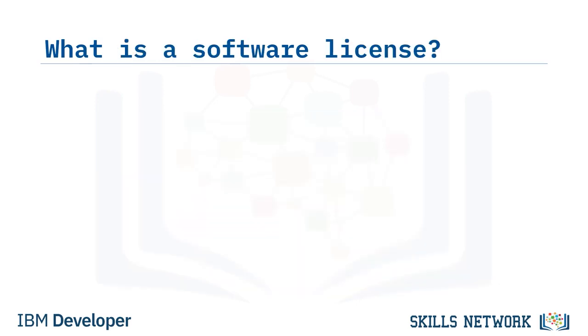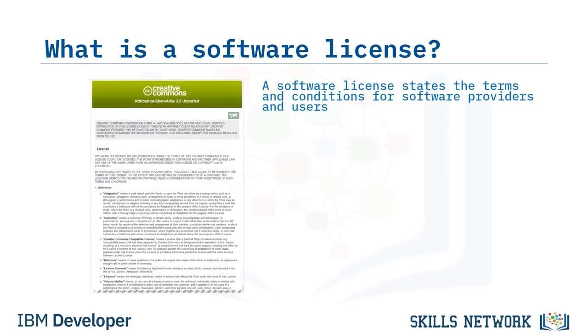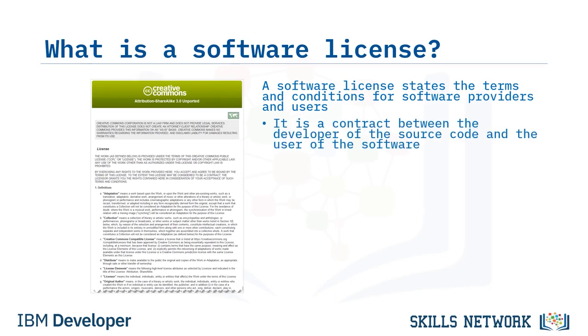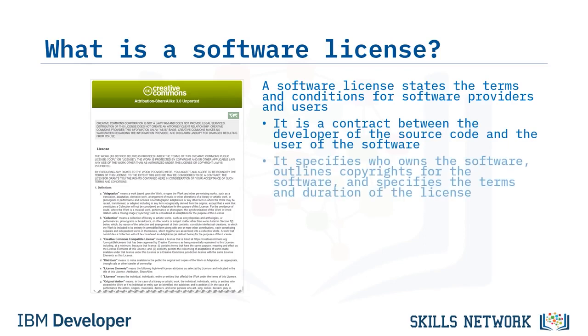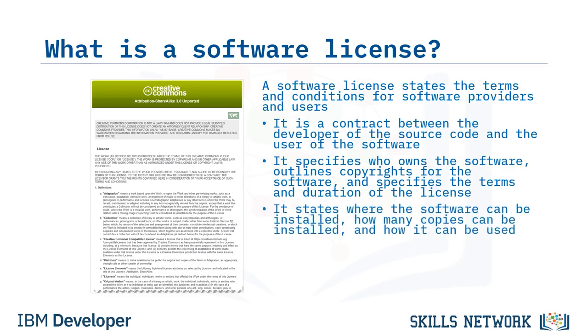What is a software license? A software license states the terms and conditions for software providers and users. It is a contract between the developer or group who created the source code and the end user of the software. It specifies who owns the software, outlines copyrights for the software, and specifies the terms and duration of the license. It states where software can be installed, how many copies can be installed, and how it can be used.